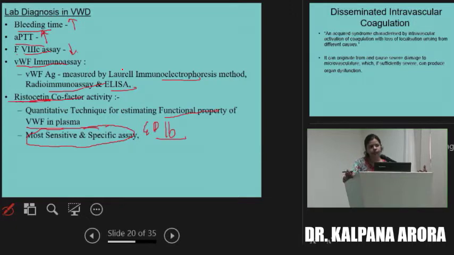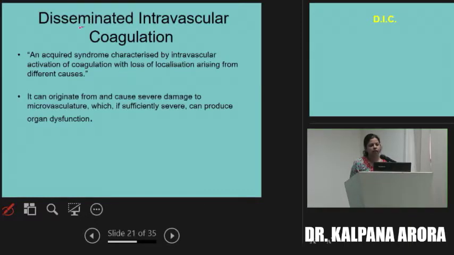Now there is one more disease, that is disseminated intravascular coagulation. This is also known as DIC. This is actually the end result when the whole coagulation system goes haywire.